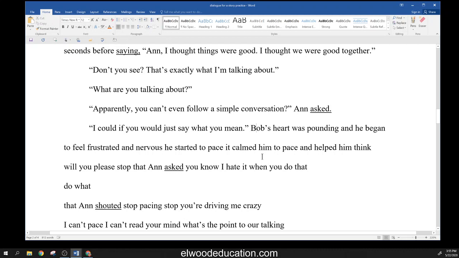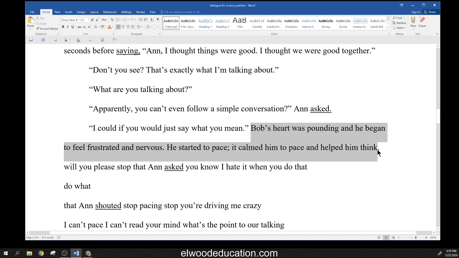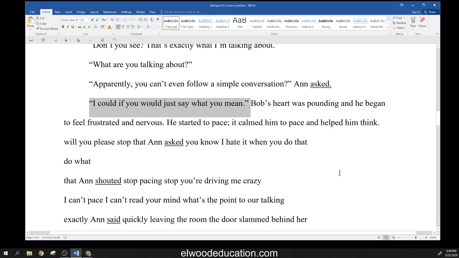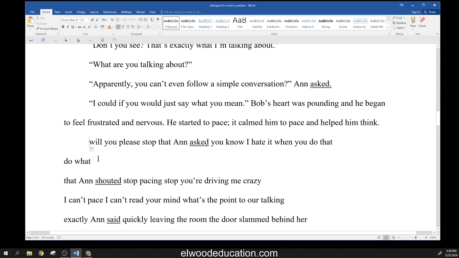Then I have narration. Bob's heart was pounding and he began to feel frustrated and nervous. He started to pace, and I'm going to put a semicolon there. It calmed him to pace and helped him think. So all of this narration is included in the same paragraph as Bob's spoken part. Now, I have a new speaker again, so another indent.